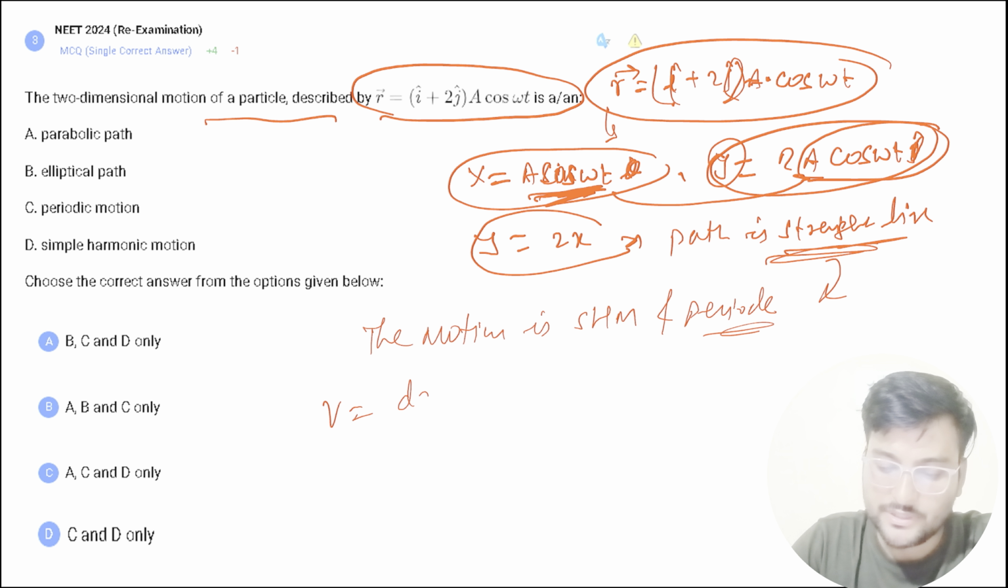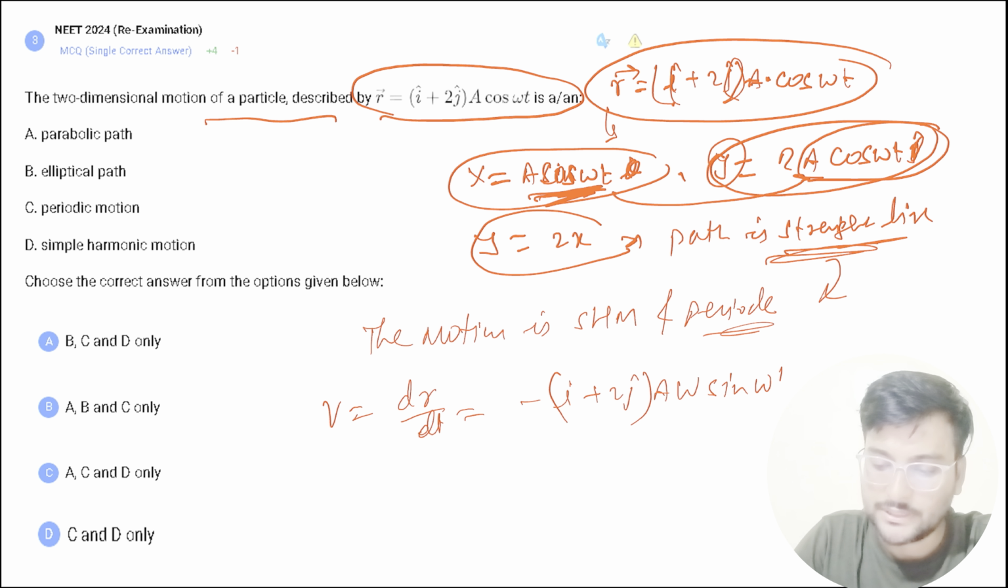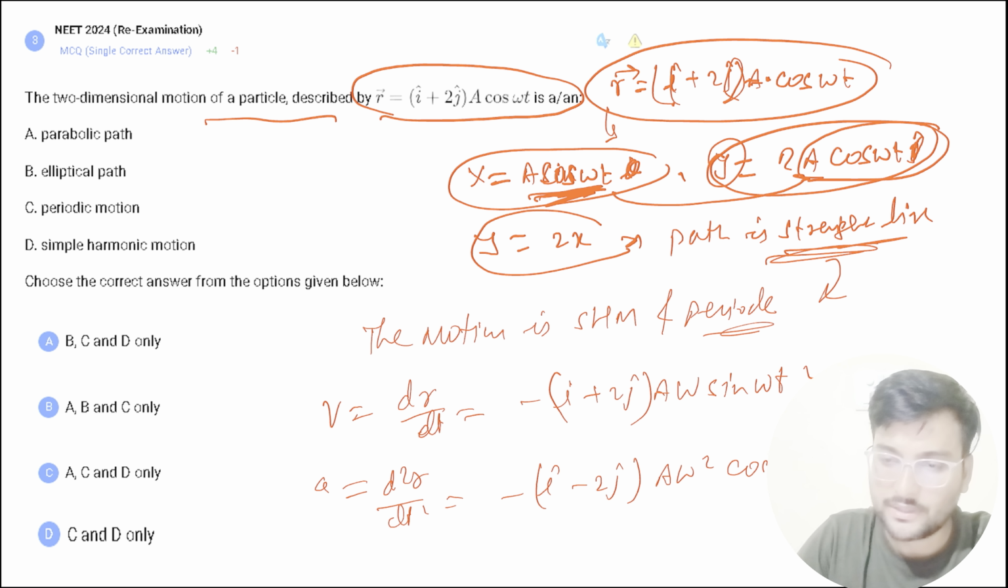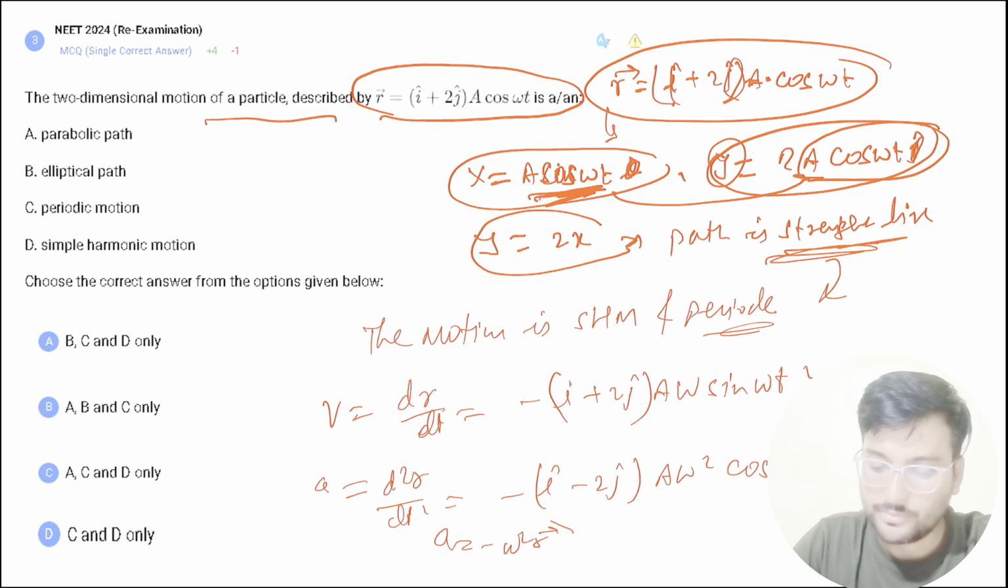So we can say that v is equal to dr by dt. If I take the same equation, i plus 2j into a omega sin omega t, okay, and the acceleration becomes d square r by dt square. We can say that it is i minus 2j a omega square cos omega t, okay, correct one. So a is equal to minus omega square r vector.